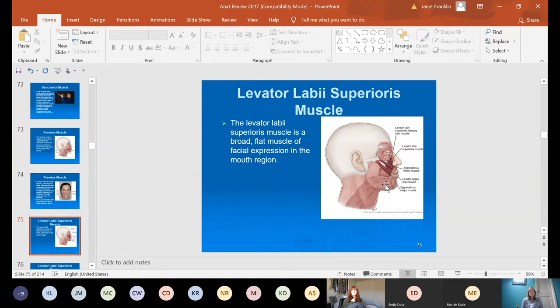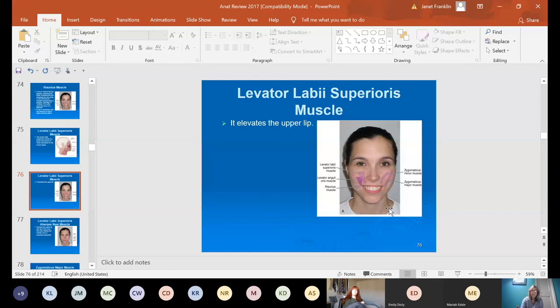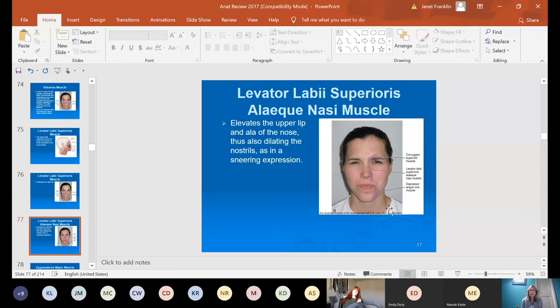Now, these muscles, your levators and your depressors, again, levators are going to lift, depressors are going to pull it down. So your levator labii superioris, superioris is going to be above, labii the lip, so you're looking above the lip, and levator is going to raise. The levator labii superioris muscle is a broad, flat muscle of facial expression in the mouth region. And so right here is your levator labii superioris. If you look at that muscle, it runs right down to the upper lip. It elevates the upper lip, or lifts the upper lip. The levator labii superioris elevates the upper lip and ala of the nose, thus also dilating the nostrils as a sneezing expression. I don't know how you're going to make that one, but you can practice on that one.